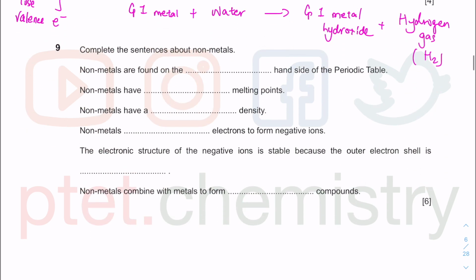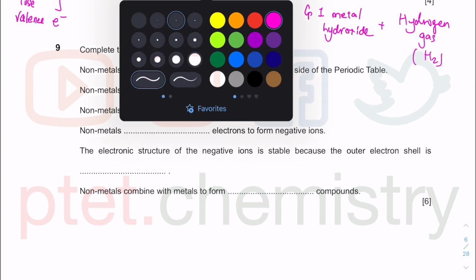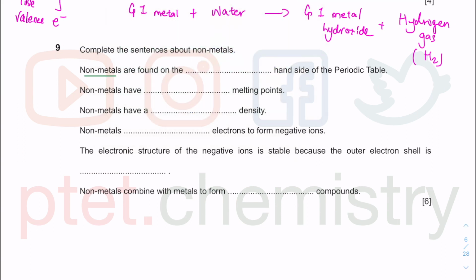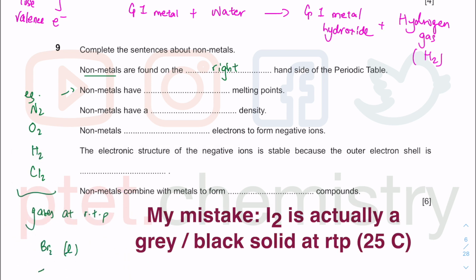Question 9 is a 6-mark question on filling in the blank again, about non-metals. We find non-metals on the right-hand side of the periodic table. In terms of melting point, the non-metals, for example N2, O2, H2, Cl2, Br2, I2, are your case studies, well, not all of them, but the common ones. Up until Cl2, they are gases at room temperature and pressure, around 25 degrees Celsius. Br2 is a liquid, and I2 is a solid, as part of your group 7 chemistry.